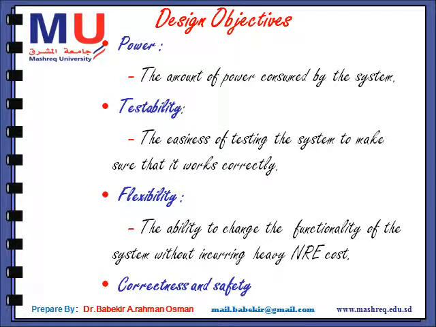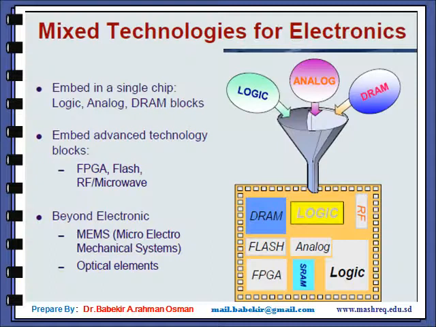Another design objective is correctness and safety. Safety means how the system can operate without causing damage to the surrounding system or surrounding operations, or to the human body in the case of biomedical devices, or from manufacturing of electronic design, or radiations of electronics or other factors.